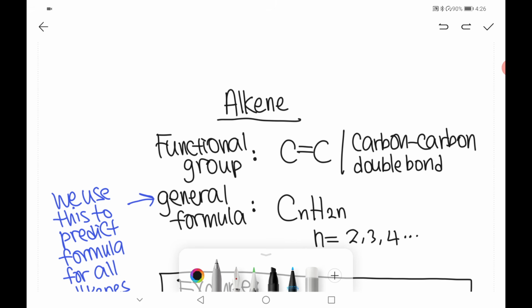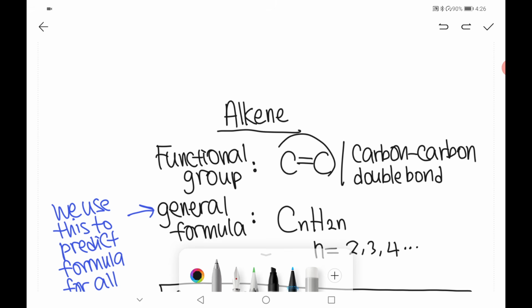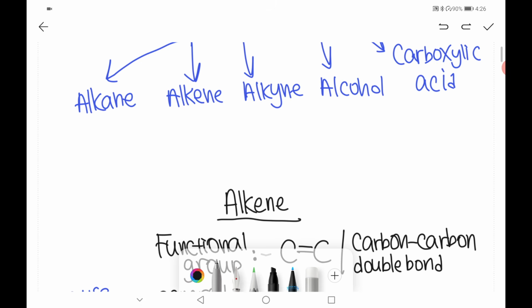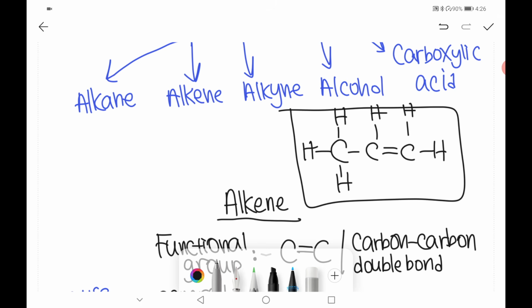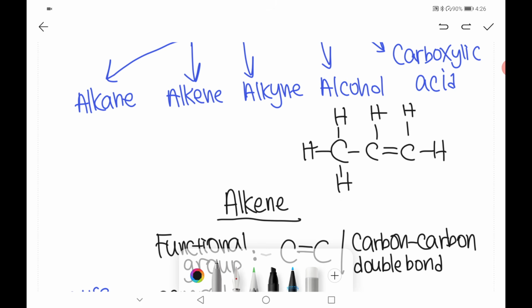The functional group for alkene is the carbon-carbon double bond. When you are given a picture, and on the picture you can see a carbon-carbon double bond, then you know already this compound is an alkene. Any compound that contains a carbon-carbon double bond is an alkene.